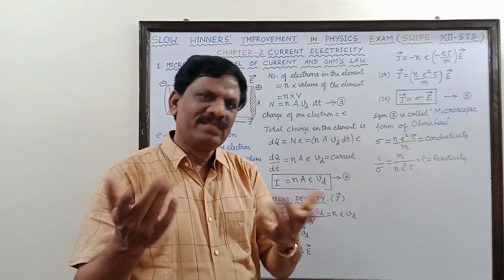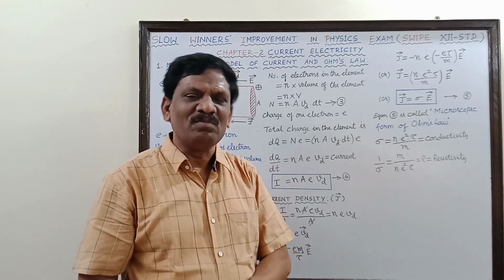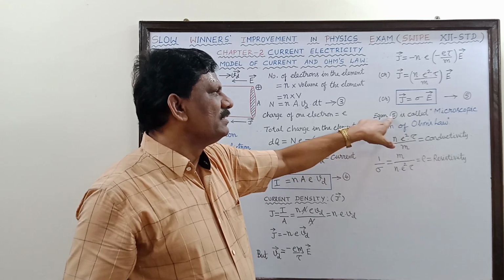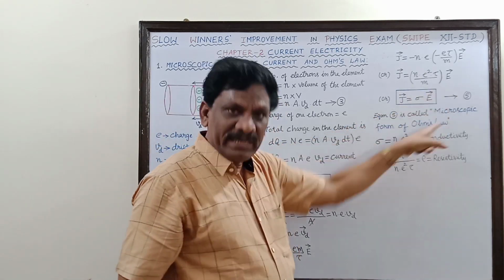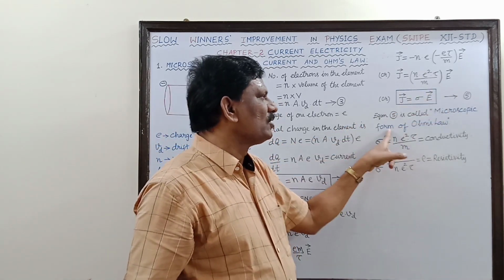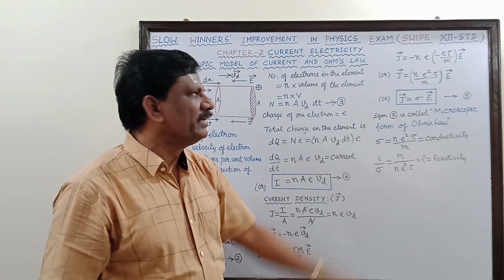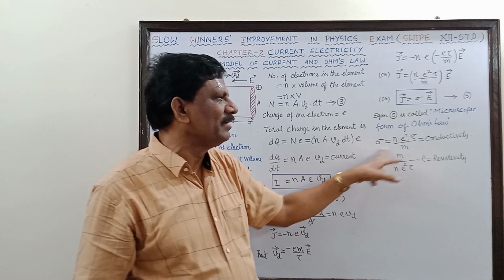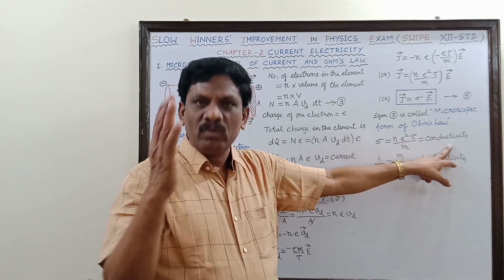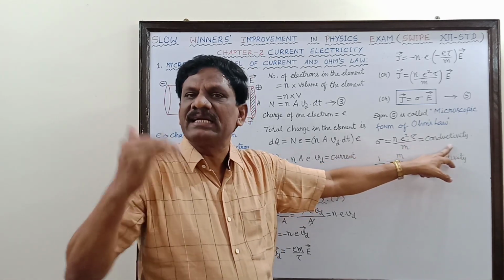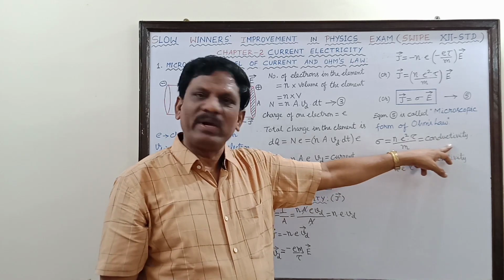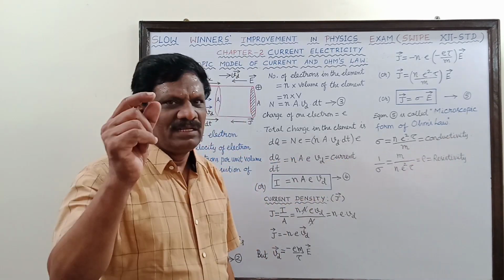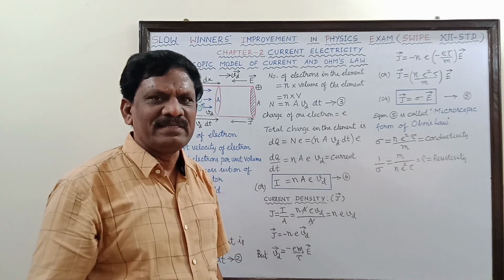Understand? This only is called the microscopic form of Ohm's law. So, J equal to sigma into E. This is equation number 5, to be highlighted. It is called the microscopic form of Ohm's law. Here, in place of n e square tau by m, we have substituted sigma, which is a constant, and now this constant is called the conductivity of the wire or conductor. Conductivity of the copper wire or whatever the material is.